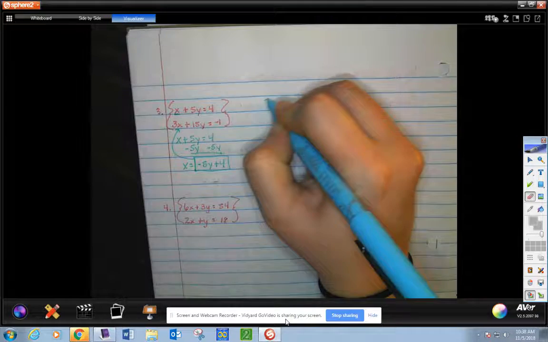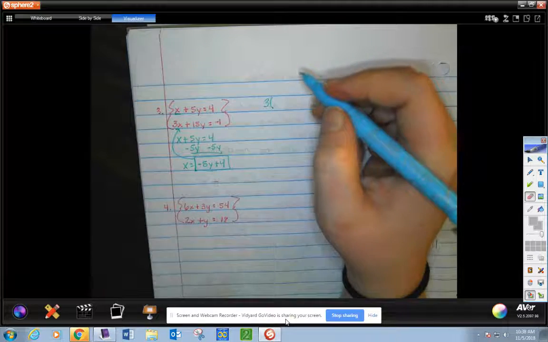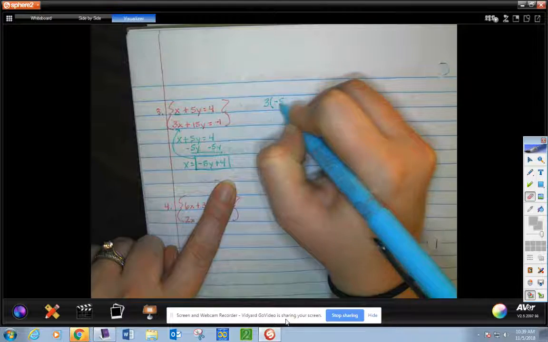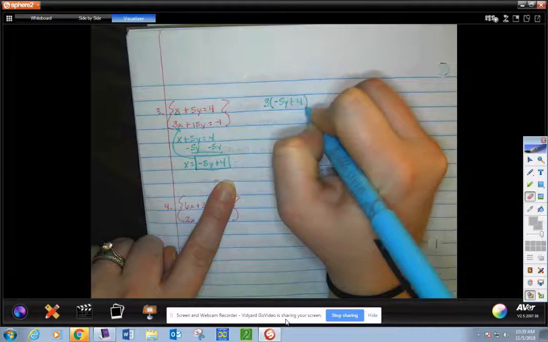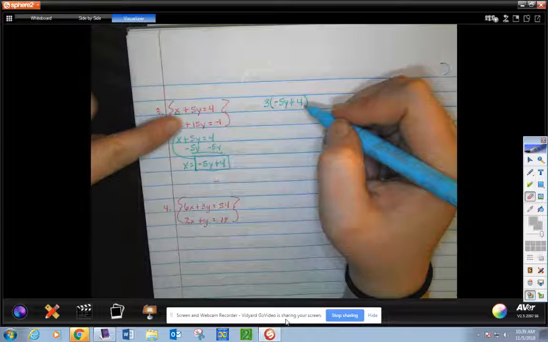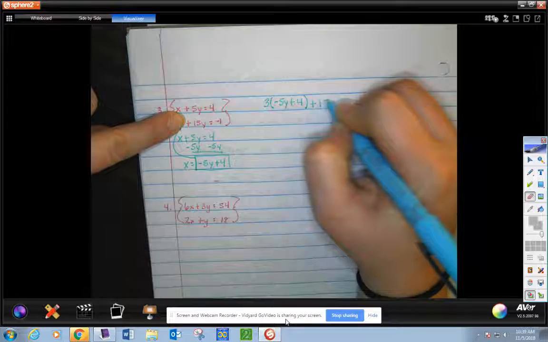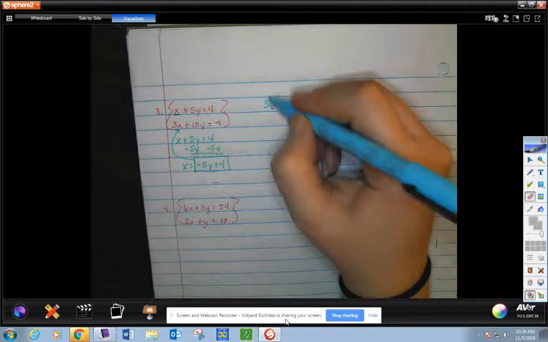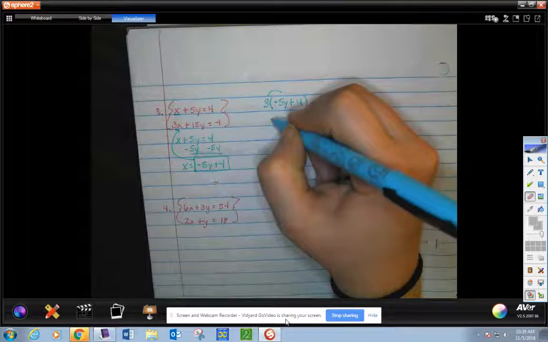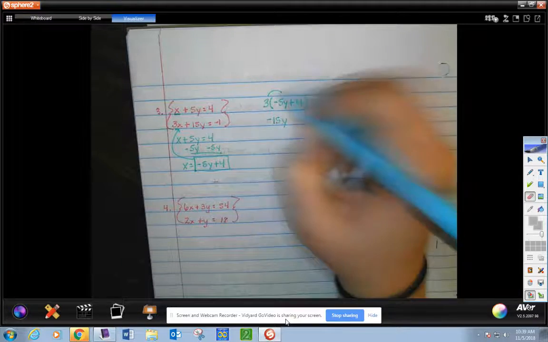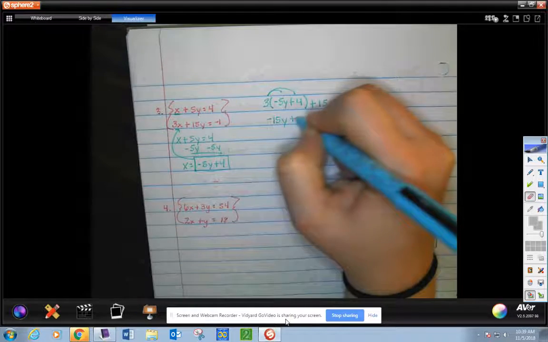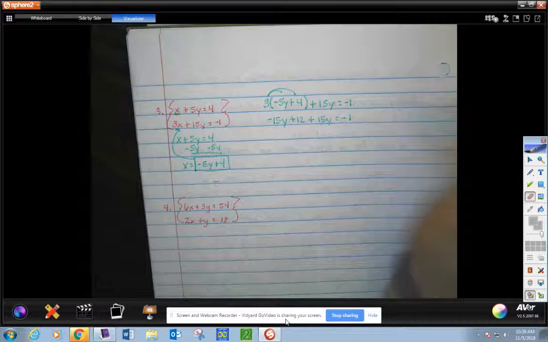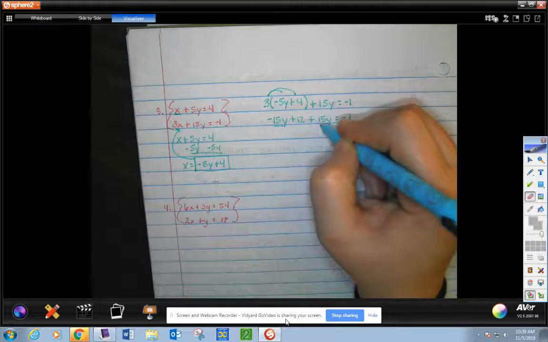Okay, so for my plug-in, I'm going to do 3 open parentheses. Instead of x, I'm going to write my box, which is negative 5y plus 4, close parentheses, and now I just finish off my problem. Plus 15y equals negative 1. Okay, distribute and solve. 3 times negative 5y is negative 15y, and 3 times 4 is 12. Bring down plus 15y equals negative 1. Okay, now I combine like terms.